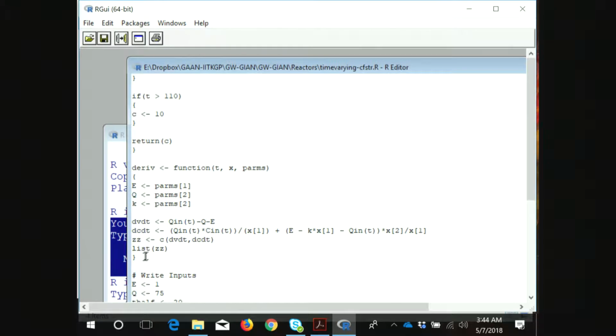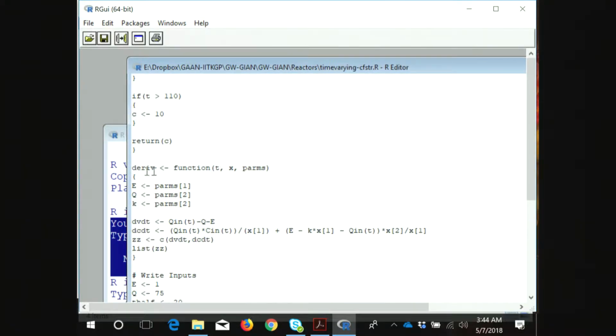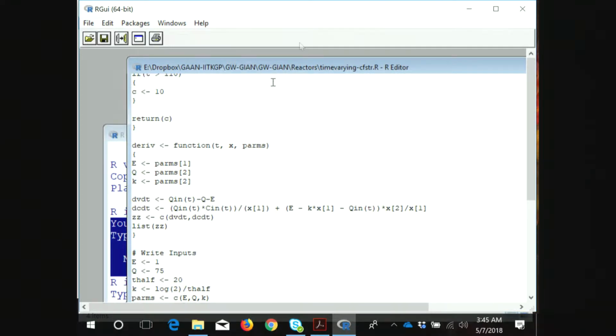So this is the function that goes into dsolve, that we have to provide. But this function itself is calling two functions, q in and c in. So remember that if you want to send this into dsolve, the first argument should be the time, the second should be your variables, the state variables, and the third should be the parameters that go into this. So it should be in that order.